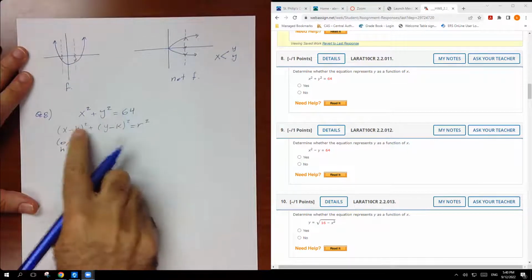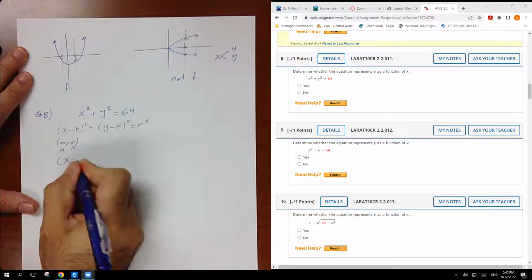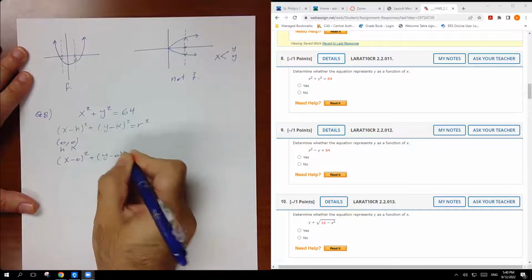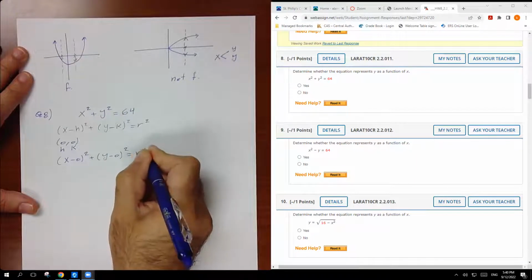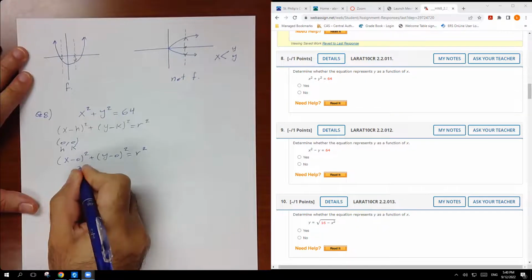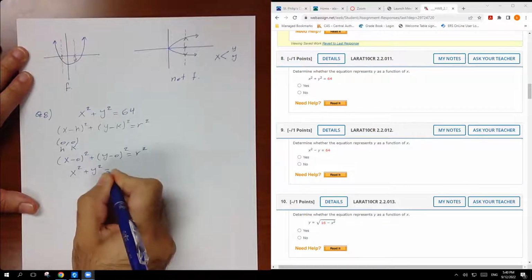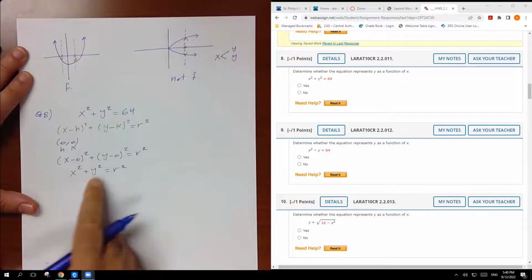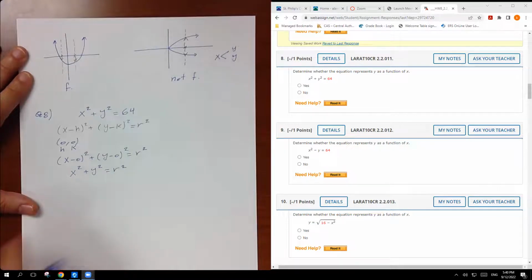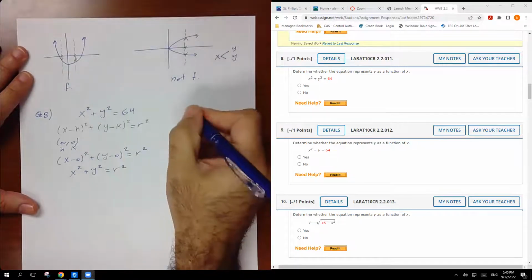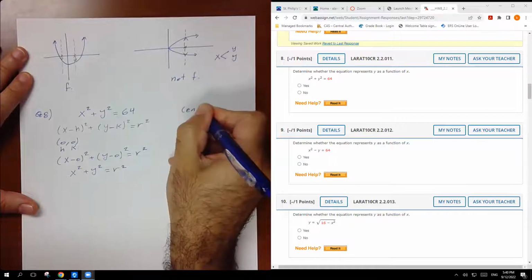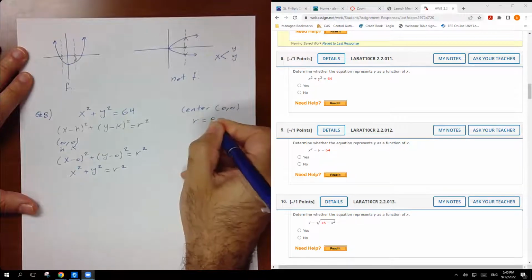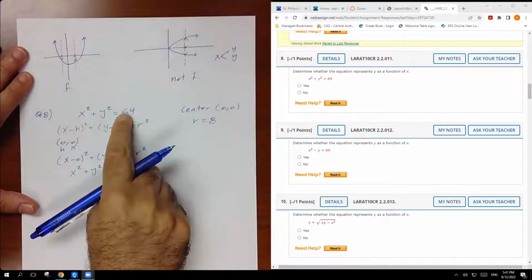So when you plug in h and k here, it's going to be x minus 0 squared plus y minus 0 squared equal radius squared. That means it's going to be x squared plus y squared equal the radius squared. So every time you see x squared plus y squared equal a number, this is a circle. Now here we have a circle with the center 0, 0 and the radius equal 8. Because this is r squared 64, that means r equal 8.